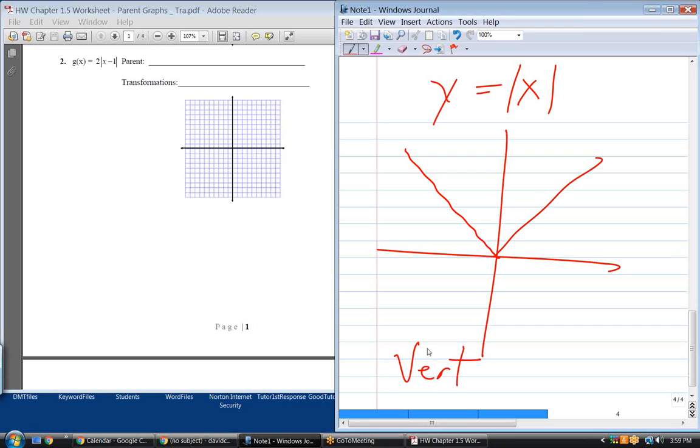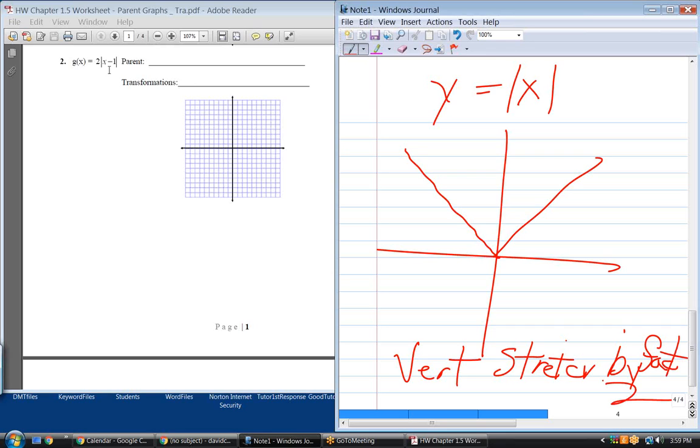Okay. Outside the function, right? The function is the absolute value of x. If it was inside the function, it would be the absolute value of 2x. But since that 2 is outside it, it's got to be a vertical stretch. So your answer, vertical stretch by factor of 2. That's the first transformation. That's what you want to write right there.